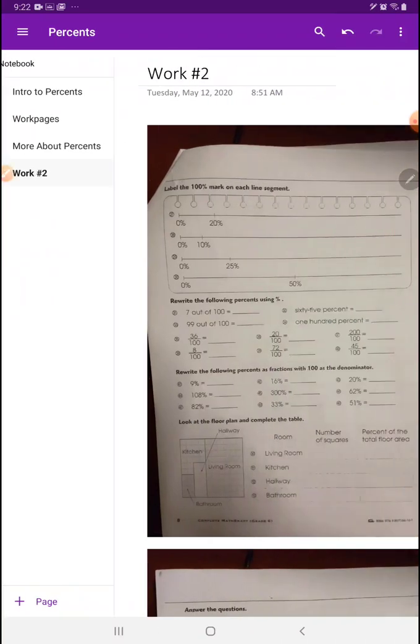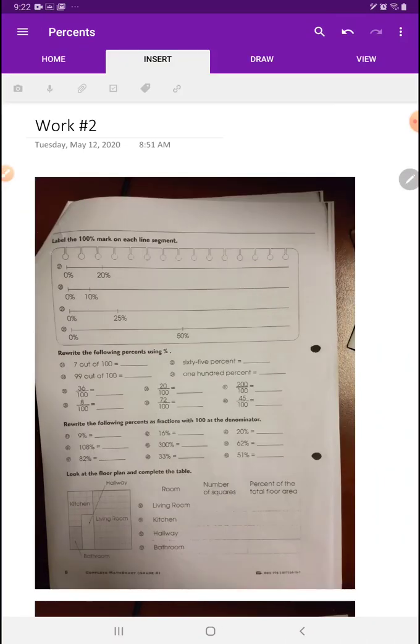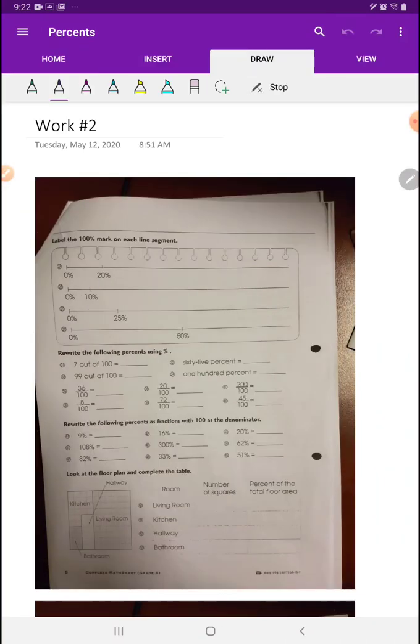Just quick some mentions about your workbook pages. All right, label 100% on each line segment. Remember, we want to make all of these divisions about the same. So this distance needs to be the same as this distance. Okay, so if this is 0 to 20, then this would be 0 to 40. See that? Then we're going to make the next one about the same distance again. You see how that's the same? It looks the same. So now when we look at that, that's the same. So 20, 40, 60. See how that goes?